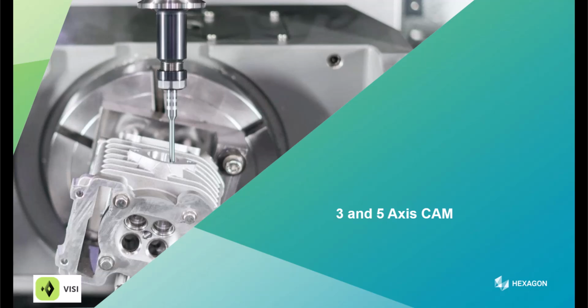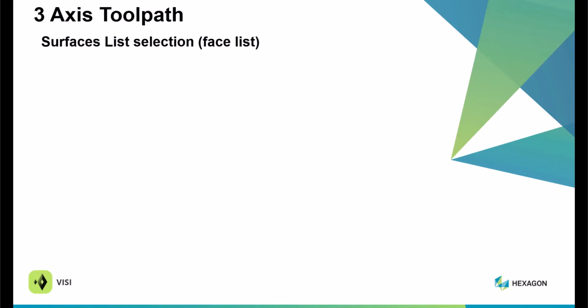And now we're going to go into what's new in 3 and 5-axis CAM. We'll start with 3-axis first. We're going to start with the surface list, which was formerly named face list.